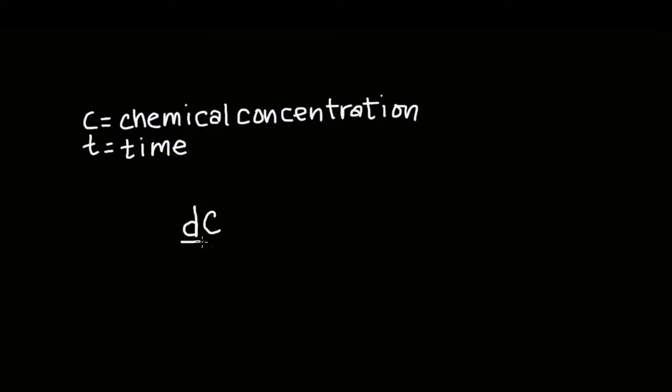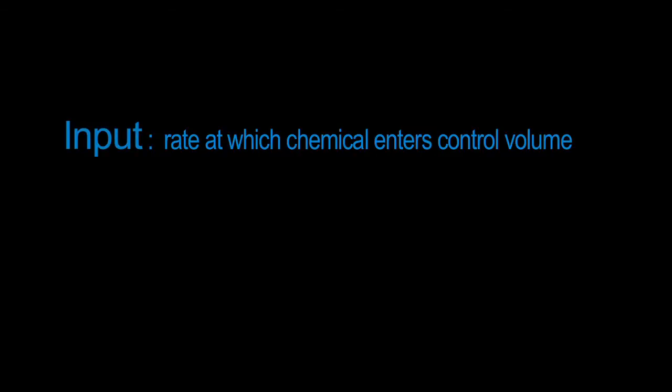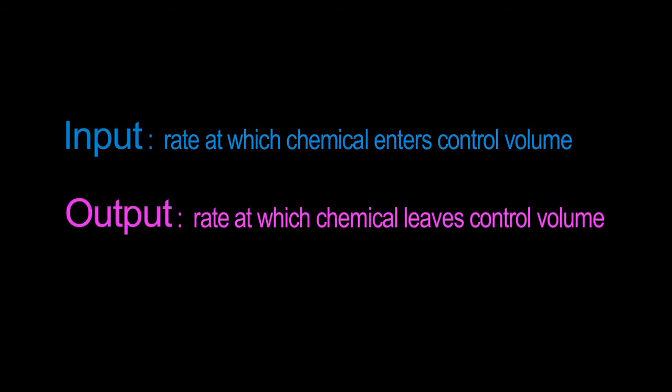By applying conservation of mass, we can model the change in chemical concentration with time as being equal to the inputs minus outputs. An input is the rate at which a chemical enters our control volume. An output is the rate at which the chemical leaves the control volume.